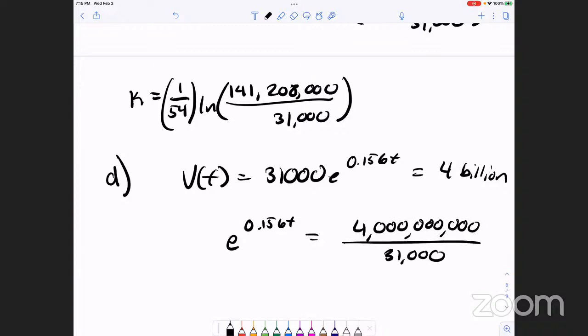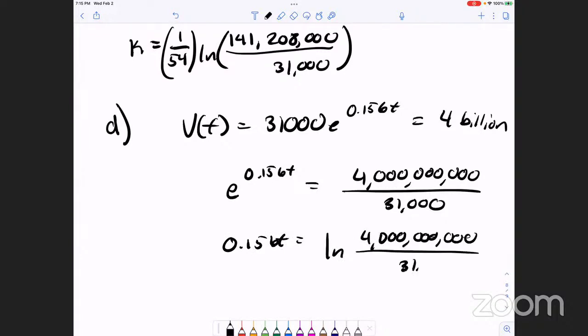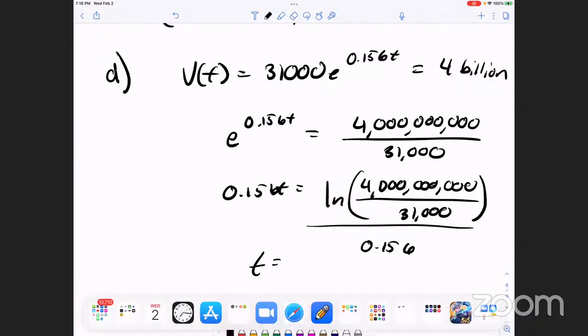And then to get that out of the exponent, you take the natural log on both sides, so we'll get 0.156T equals the natural log of that 4 billion over this, natural log of all of that. And then ultimately T is going to be that divided by 0.156. Okay. That's the exact result. I think this is it. I see the time.